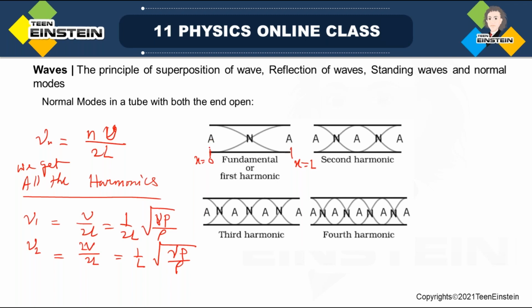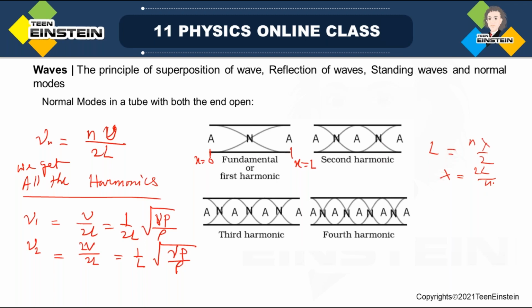So in case of open pipe, you will get all the harmonics. You will get first, second, third, fourth, all the harmonics. But how will the nodes and antinodes be created? Let us say the length x is equal to L. This will give you n lambda by 2, so you should have lambda is equal to 2L by n.